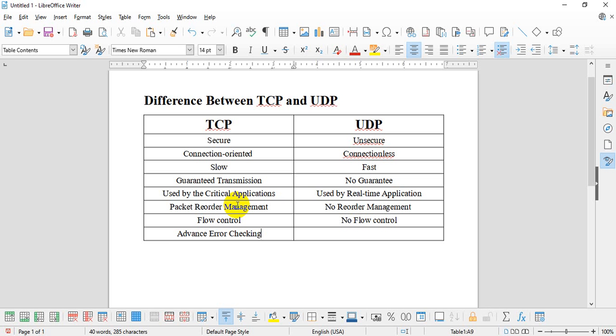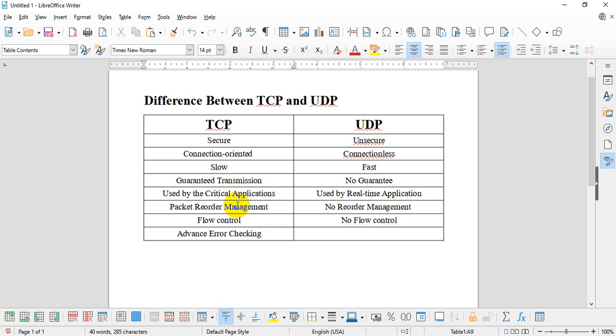So it will check. It has the advanced checking mechanism. It will check and match each and every message received by the receiver and compare it with the message sent by the sender. Then it will check if there is any mistake or any packet missing on the receiver side. Then it will retransfer the message that is missing on the receiver side. Okay, it has the advanced mechanism.